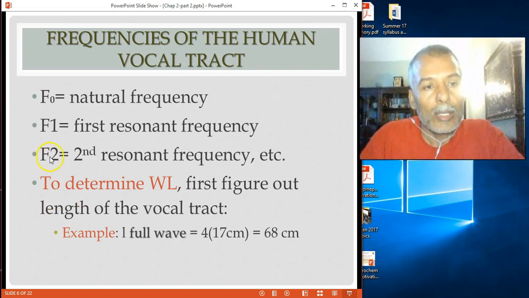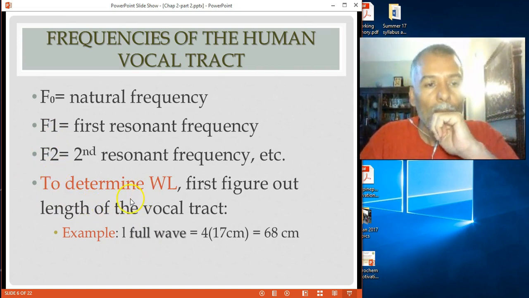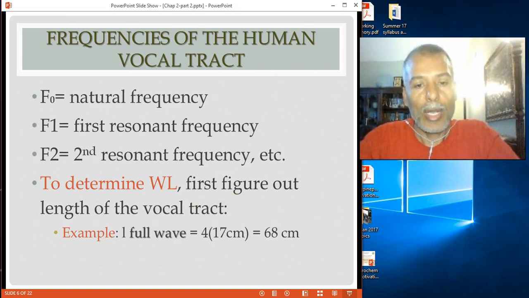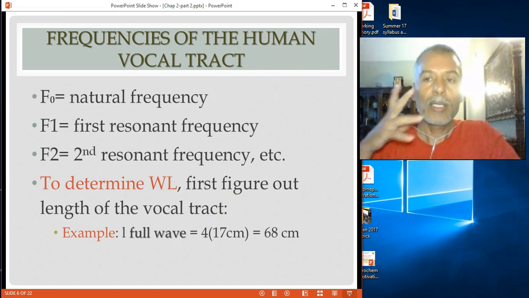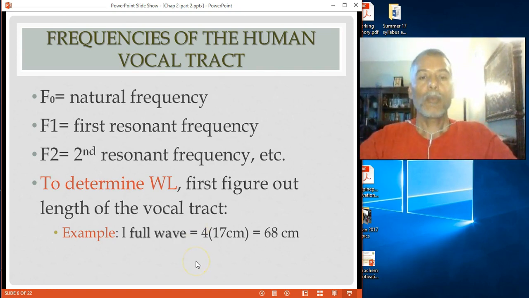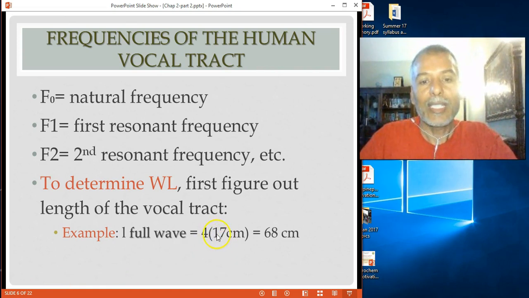We call these F1, F2, F3, and so on. To determine the wavelength, we first figure out the length of the vocal tract, because we are going to calculate the resonant frequency of this given tube. So for example, if there's an adult male who has a vocal tract that is 17 centimeters long, how long is the wave?